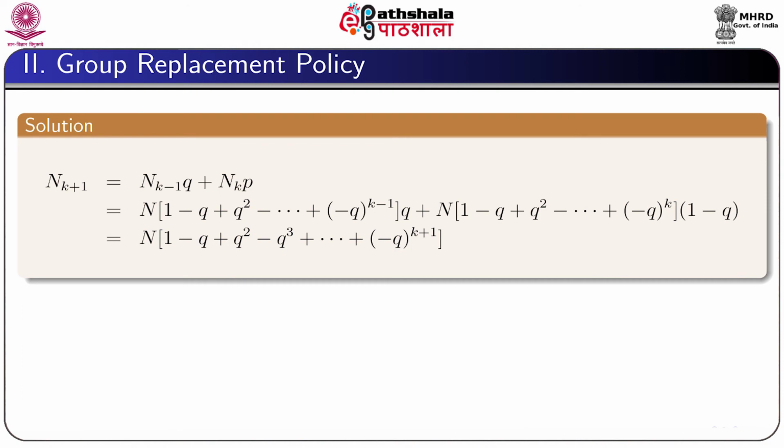Therefore, n_{k+1} will be equal to n_{k-1} into q plus n_k into p, and after simplification we get n_{k+1} equal to n into (1 minus q plus q square minus q cube plus dot dot dot plus (minus q) whole to the power k plus 1).